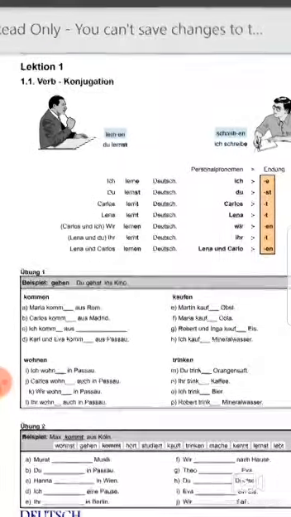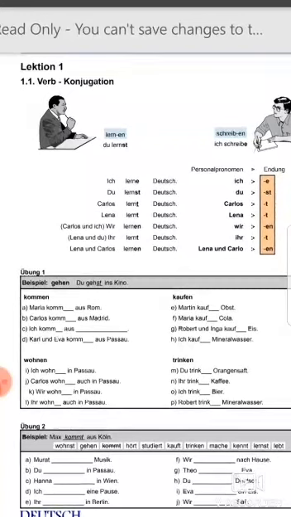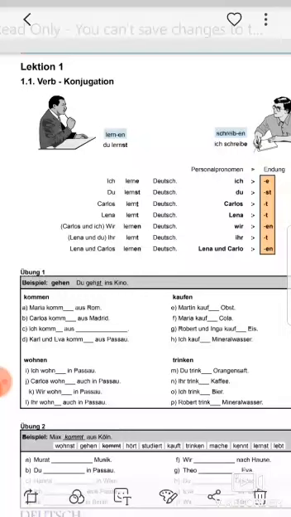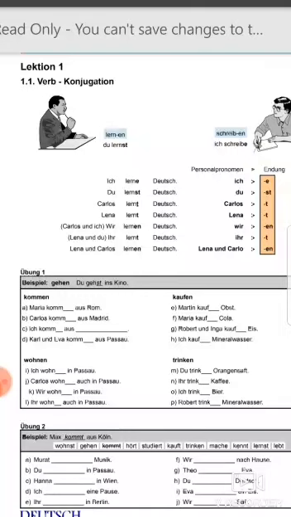Next is Übung 2. Murat Musik. Now there are options given on top. Wohnst, gehen, hört, studiert, kaufen, trinken, trinke, mache, lernst, wohnt. So accordingly, you have to put these given options into the given questions below.